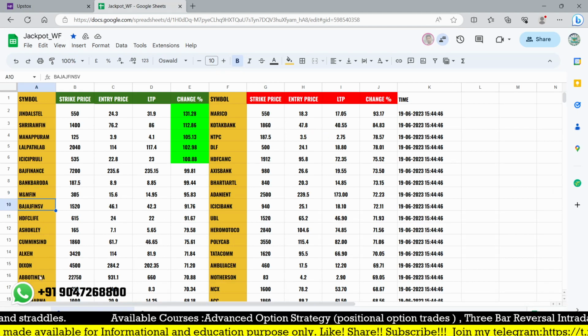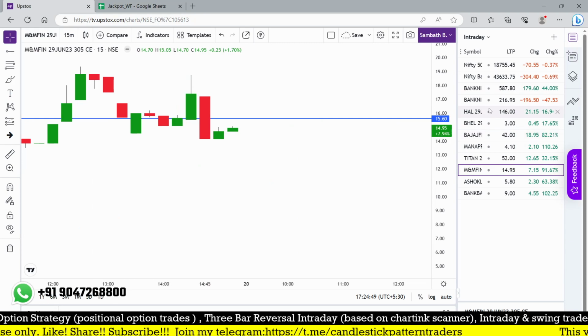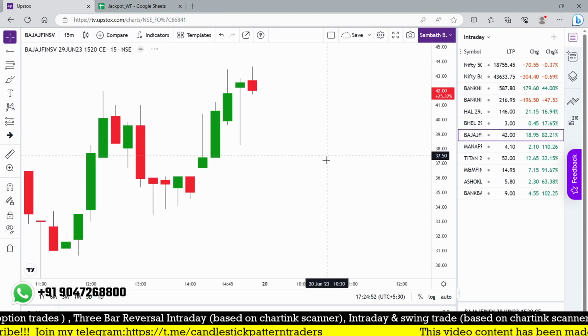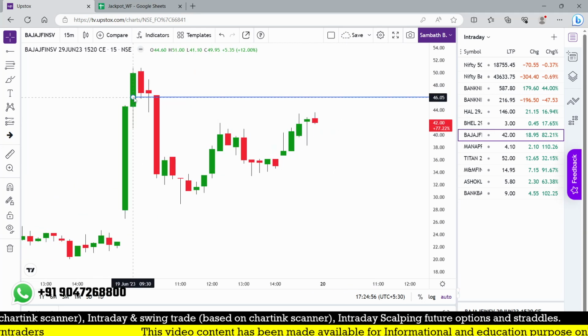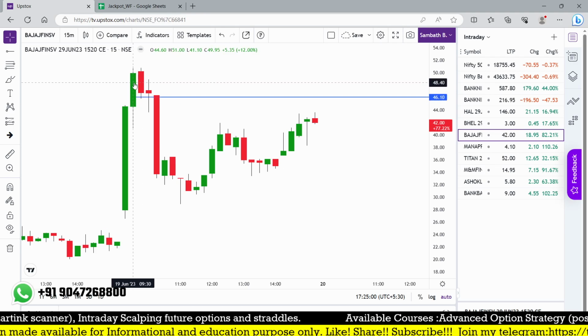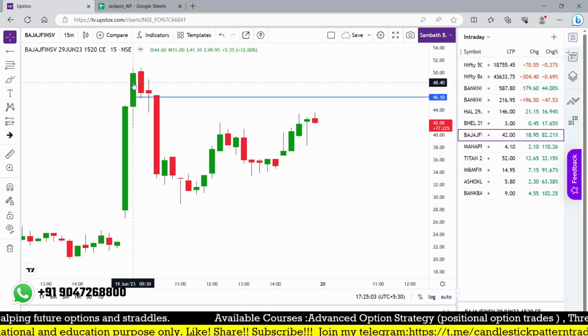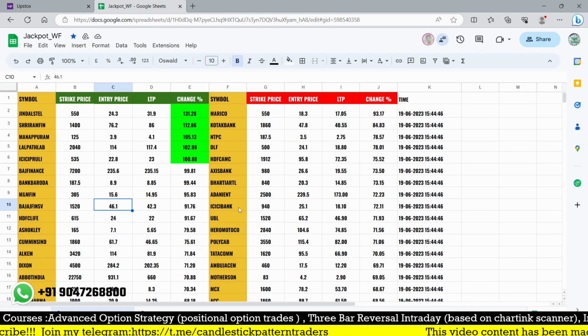And Bajaj Finserv, that is also the same point. So we are tracking today, and look at this Bajaj Finserv. Initially, it's a huge move, around 40. But we were late while watching this trade, 46, and it went up to 51. But even from our entry, that has given you intraday profit. So this is what pure breakout levels are.